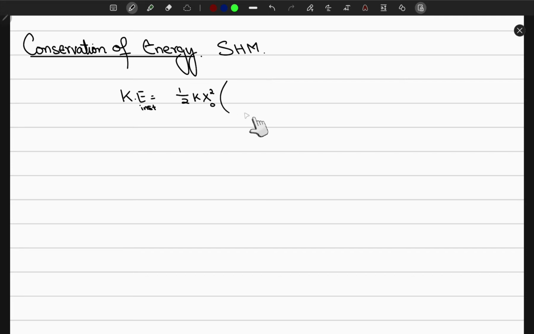And then you have another factor, which is 1 minus x squared over x naught squared. This factor appears, or this second term specifically appears, if you are talking about instantaneous kinetic energy. So the maximum kinetic energy is half k x naught squared.